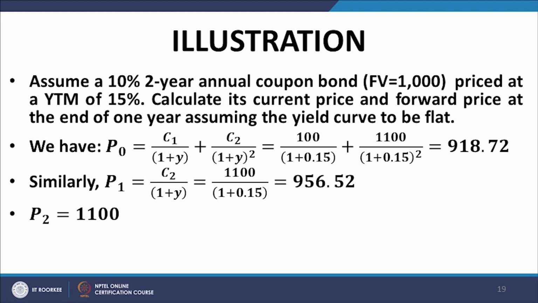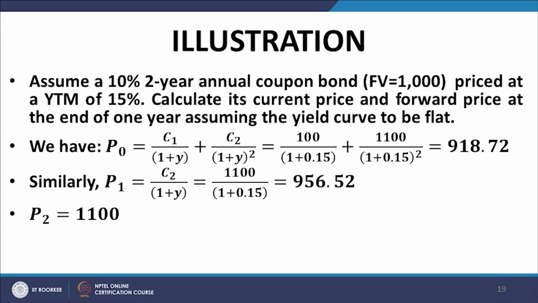In the second year, the discounting will be of 1100, and 1100 discounted for 2 years, you end up with the price of 918.72. This is the price at t equal to 0 of a 2-year bond, which has a YTM of 15% and which has a coupon rate of 10%, a typical level coupon bond.